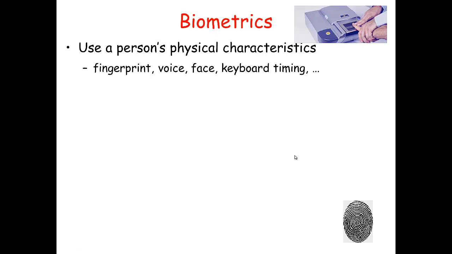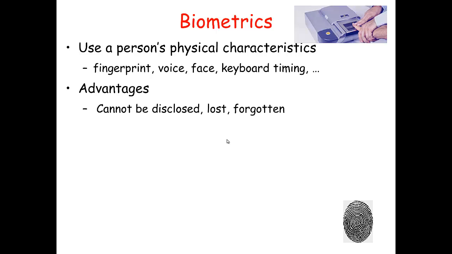Another way for user authentication is to use biometrics. In biometrics-based user authentication, it uses a person's physical characteristics such as fingerprint, voice, face, keyboard timing for user authentication. There are many advantages for biometrics-based user authentication. The first is that biometrics cannot be disclosed and forgotten. But there are also disadvantages.